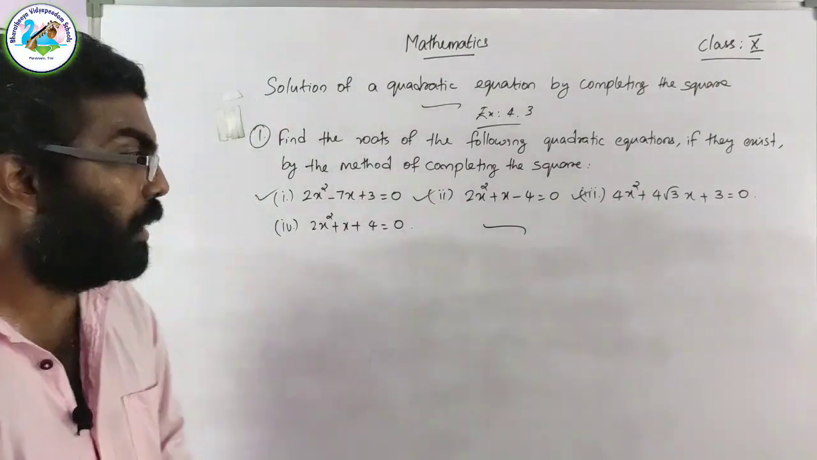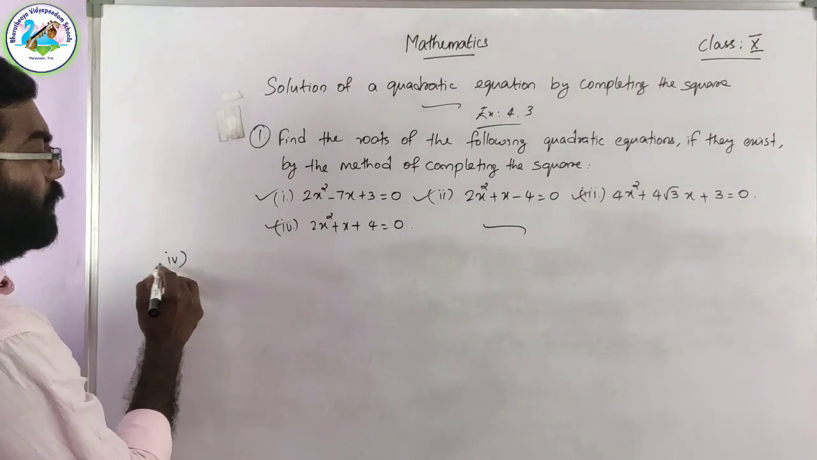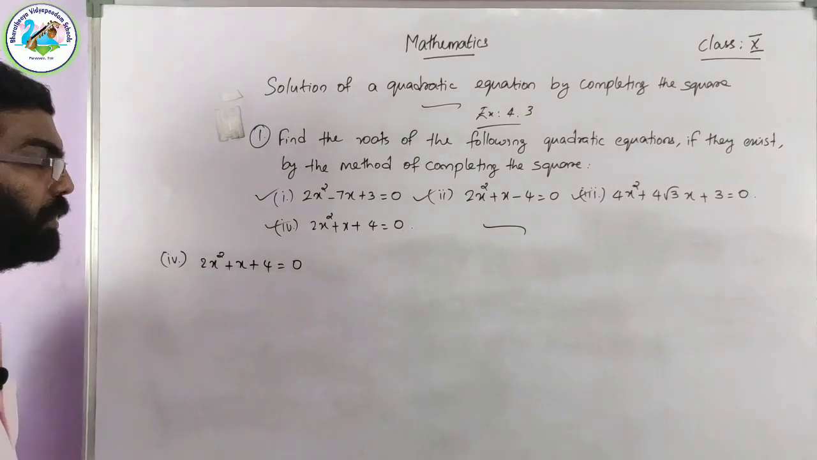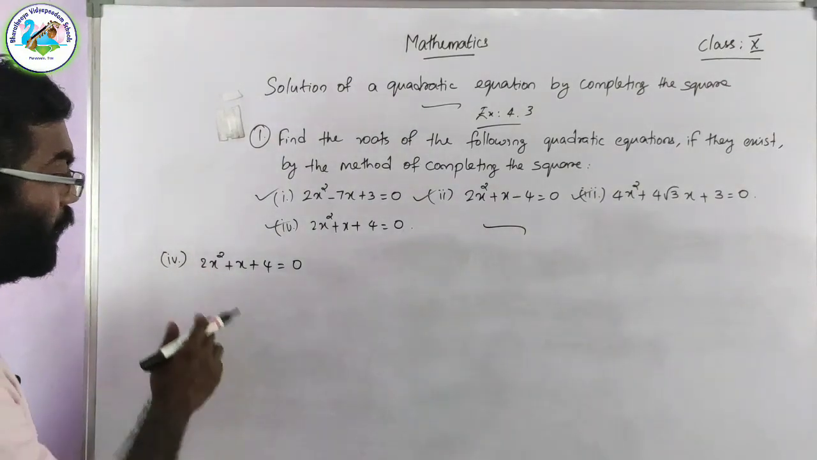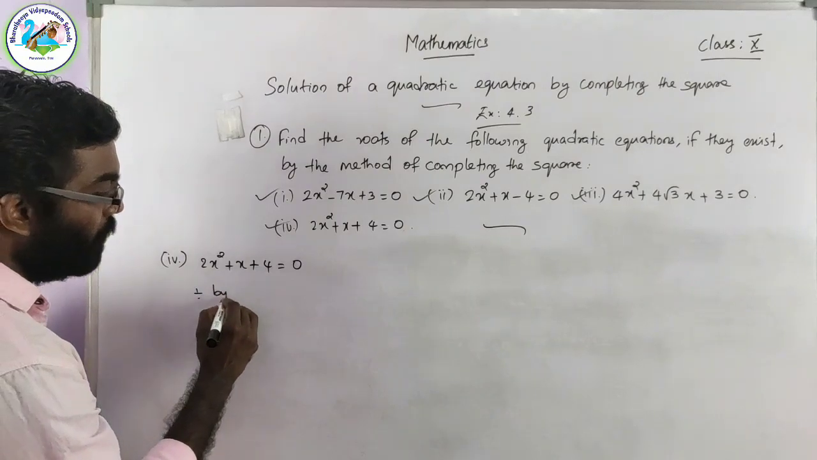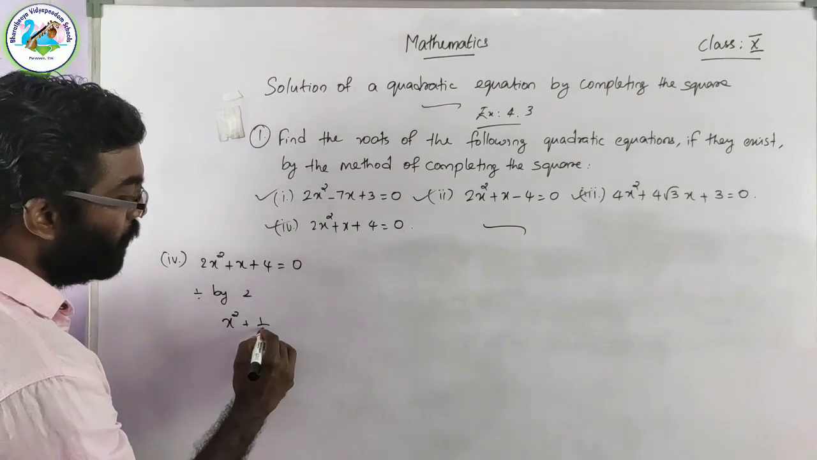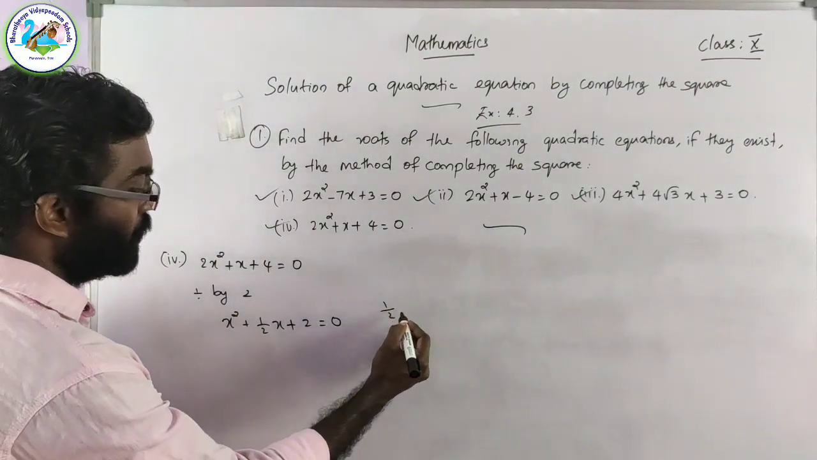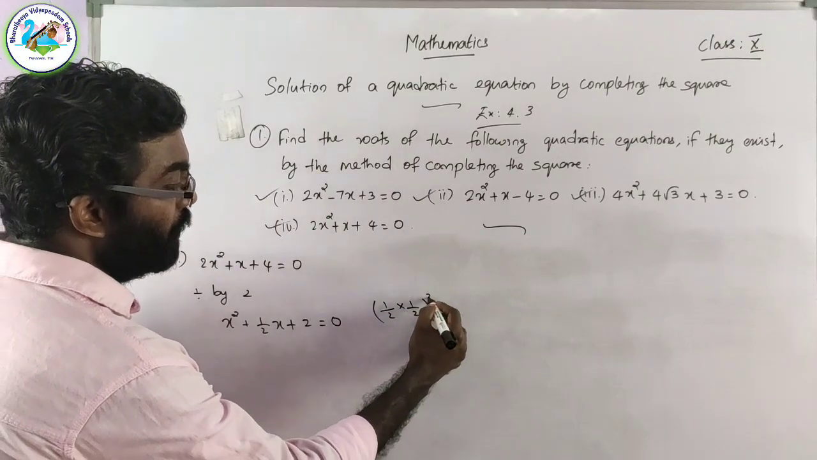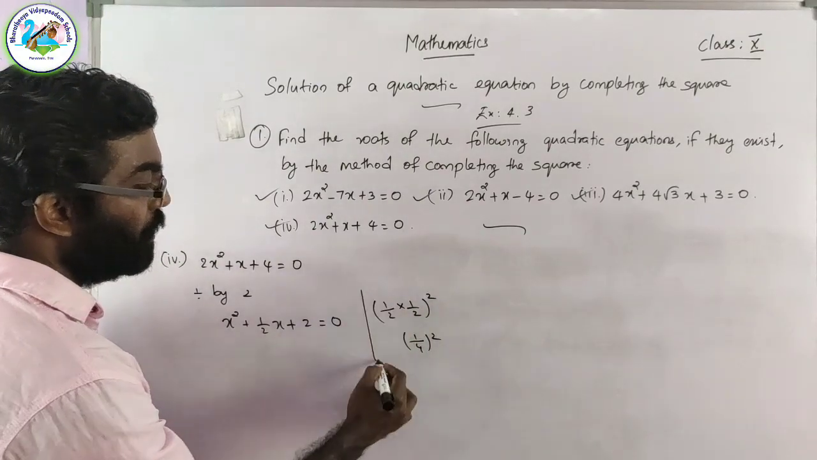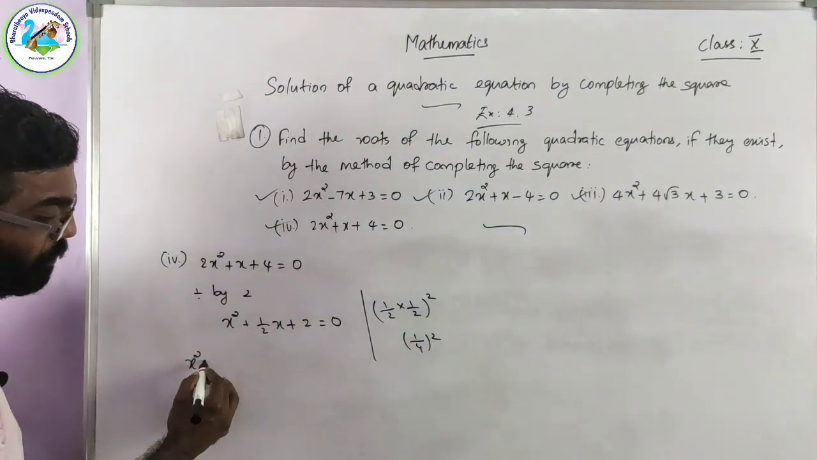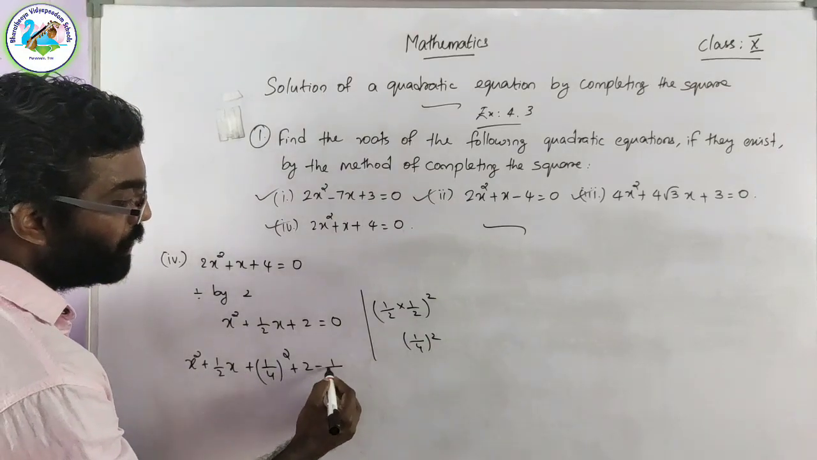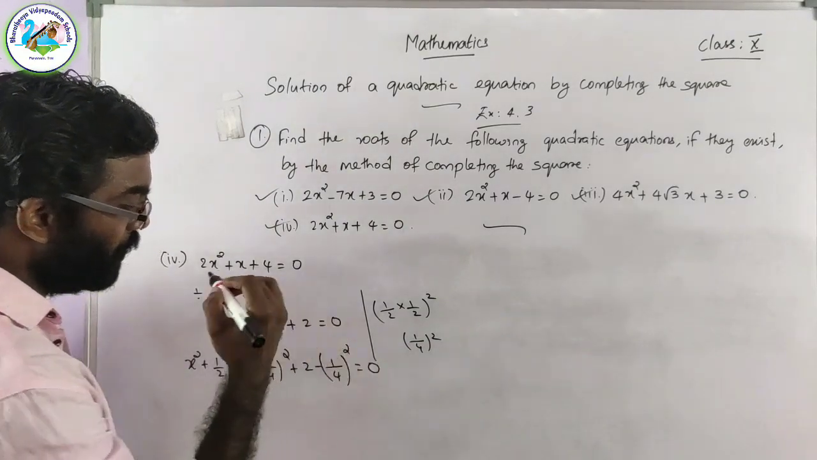Now we move on to the last sub question. 2x² + x + 4 = 0. Here also the coefficient of x² is not equal to 1, so we can divide the entire equation by 2. Dividing by 2, we get x² + (1/2)x + 2 = 0. Now we have to find half into the coefficient of x, the whole square. So half into half, that is (1/4)². This term we have to add and subtract. So x² + (1/2)x + (1/4)² + 2 − (1/4)² = 0.